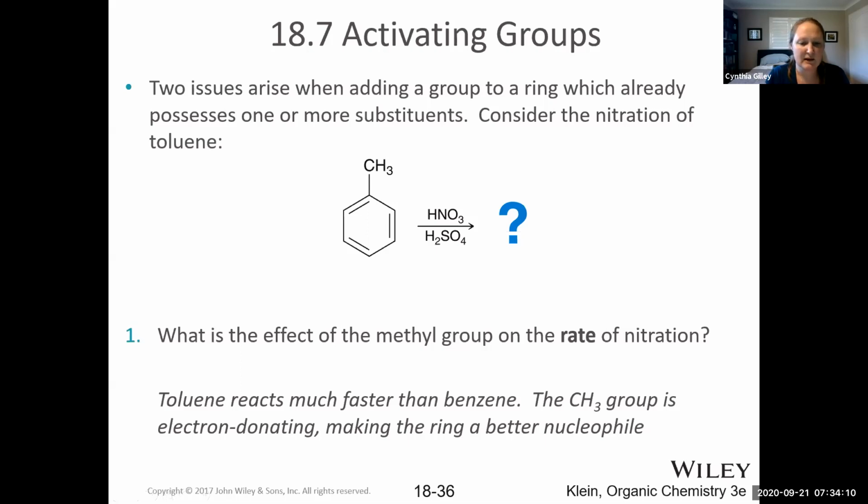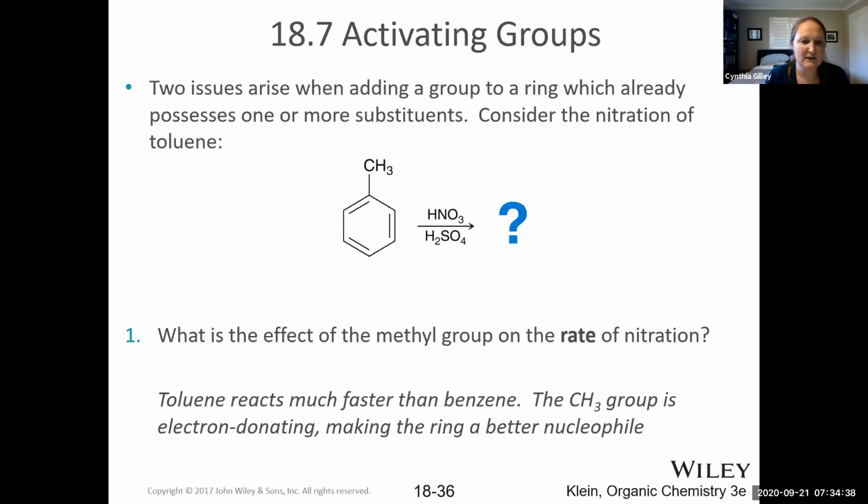First, we want to consider how will the methyl group affect the rate of nitration, right? So will this reaction occur faster because of the presence of the methyl group compared to benzene, which would only have a hydrogen there? Or will it occur slower, right? So how does this affect the rate of the reaction? Because if the rate becomes too slow, the reaction won't occur. So that's the first thing to consider.